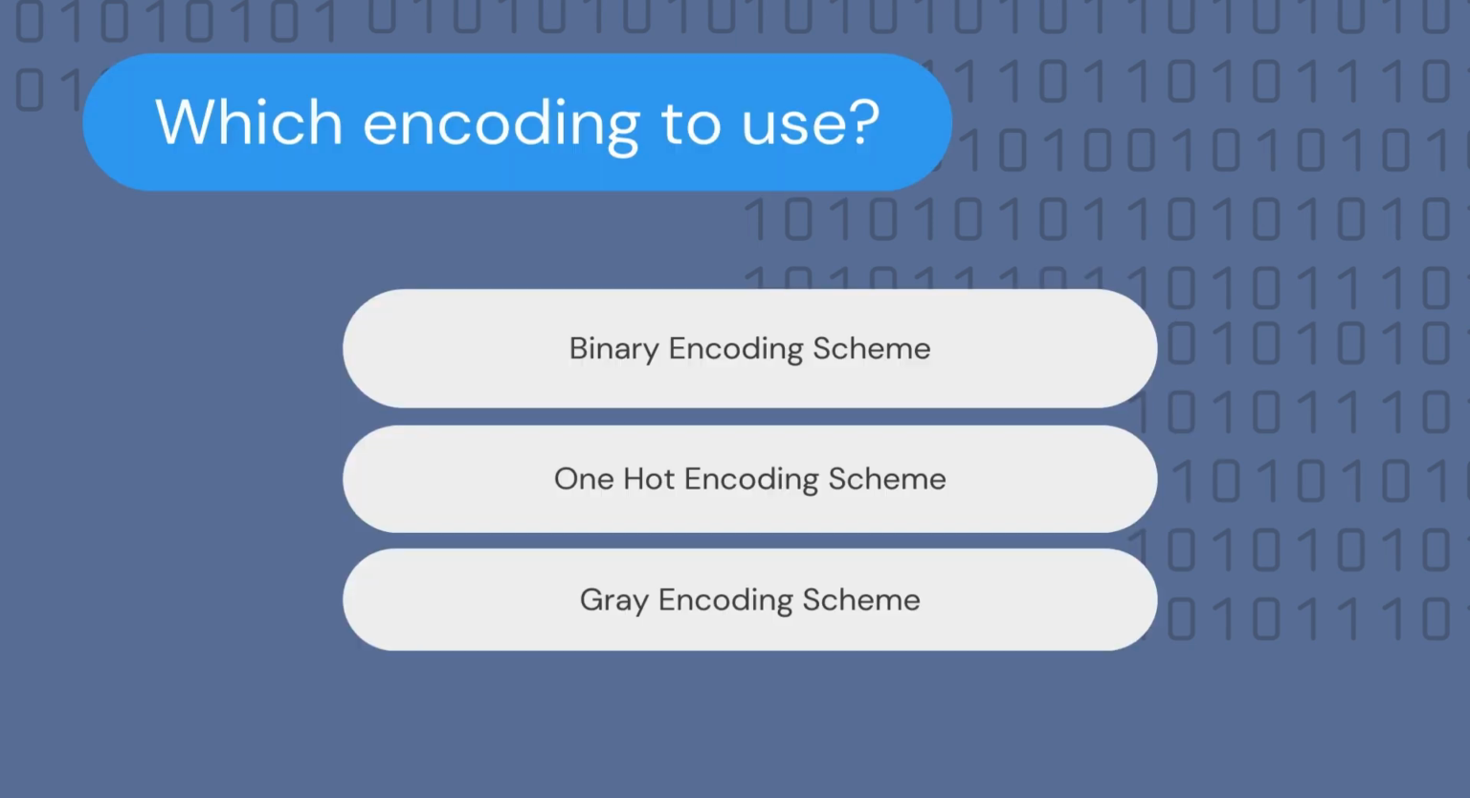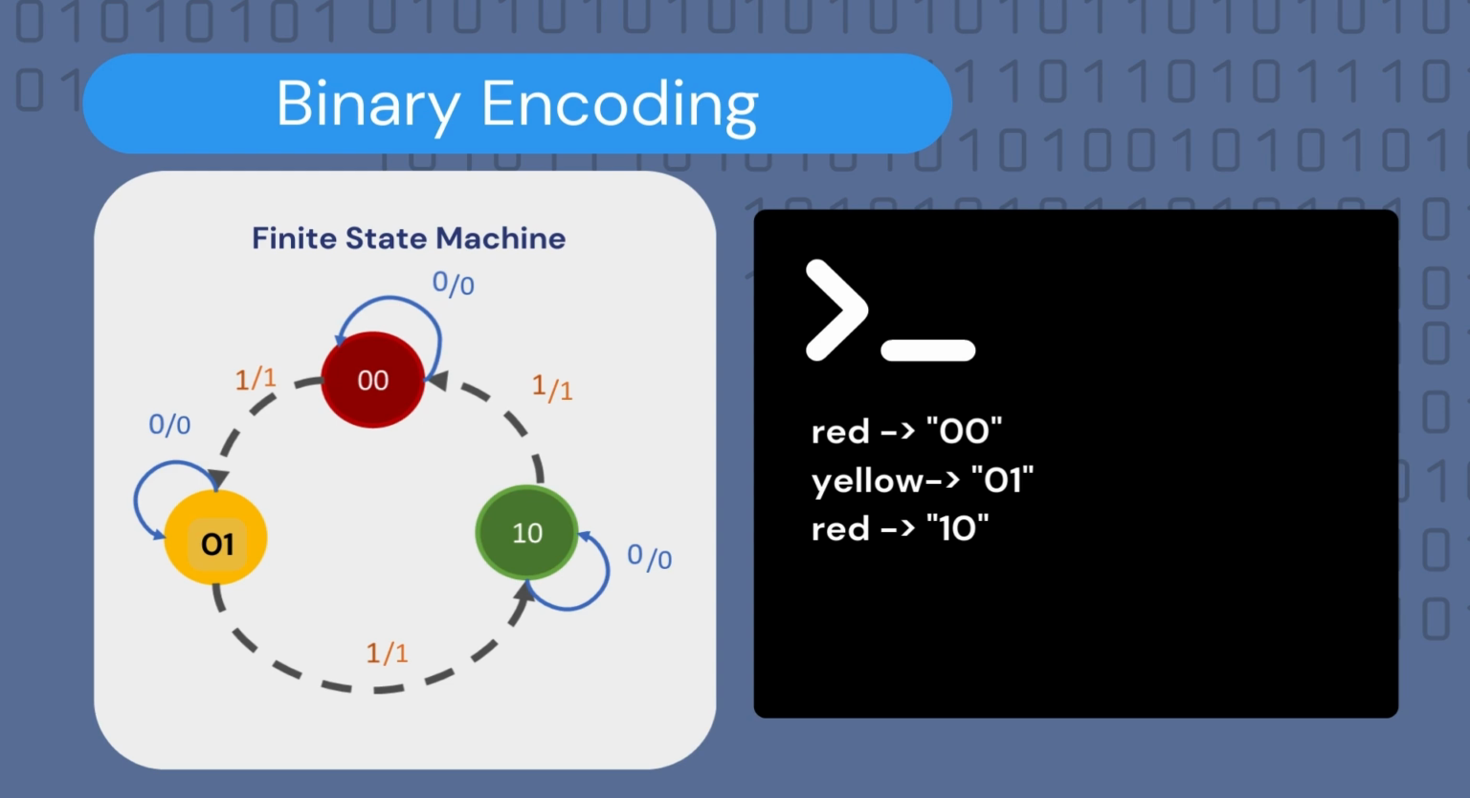So how can we represent states within the digital design? There are three types of encoding used within the finite state machine design. We have the binary encoding, where we encode each state in a binary number, where red can be 0, 0, yellow can be 0, 1, and the green can be 1, 0.